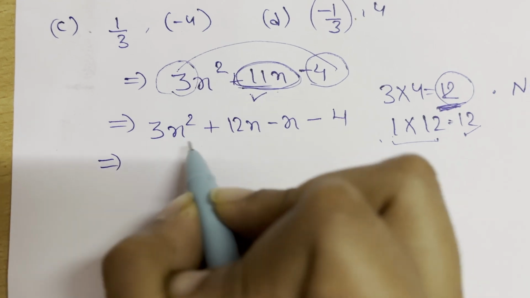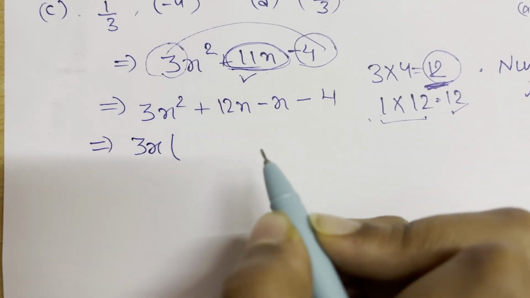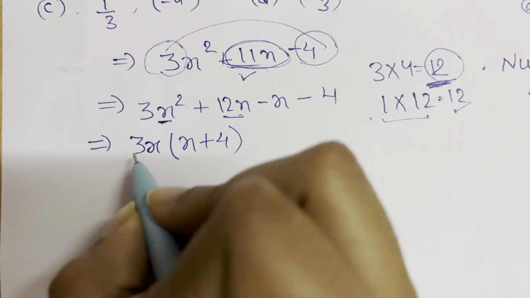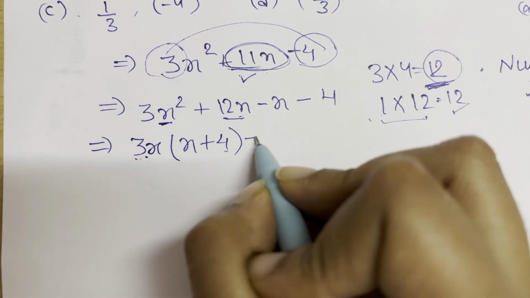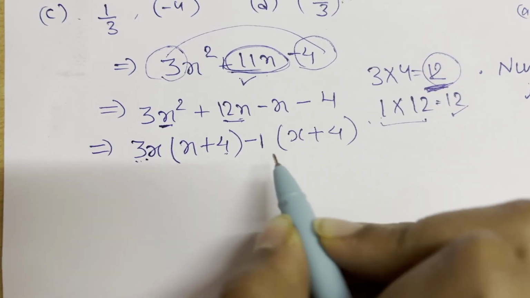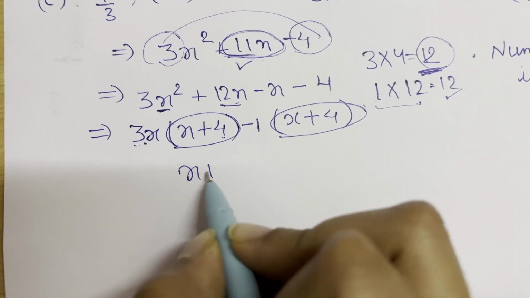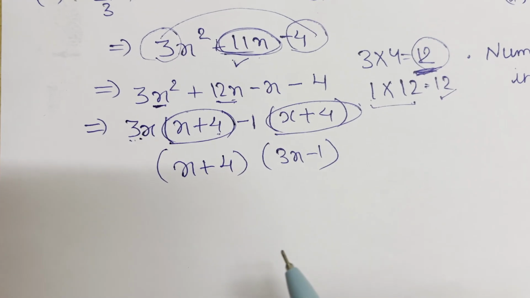Okay, now we'll take common. We can take 6x common from here, and x is left plus 4 is left. 3 into 4 is 12, and x as it is. Now we could take minus 1 common and x plus 4. So these two terms we get common. That could again be taken common from this equation, and we got 3x minus 1.